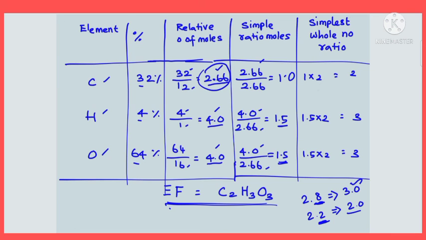Here what we do is multiply by the smallest common number, 2, so that you get 2 for carbon, 3 for hydrogen, and 3 for oxygen. Therefore the empirical formula is C2H3O3. This is a different problem in which you get a simple ratio of moles exactly 0.5. In such a case, multiply by 2 to make it a whole number and get the empirical formula. I hope you understood how to find the percentage composition as well as the molecular formula from percentage composition. Thank you.